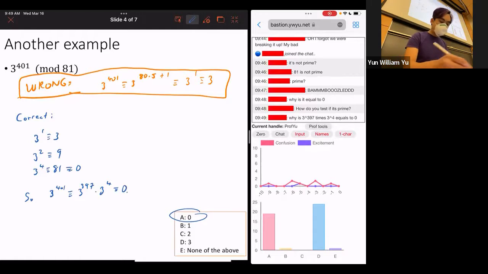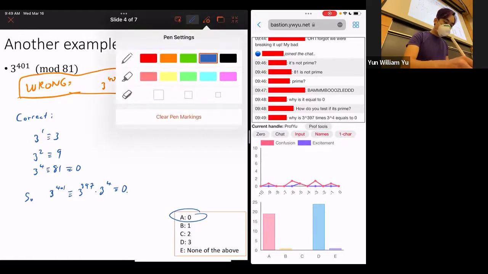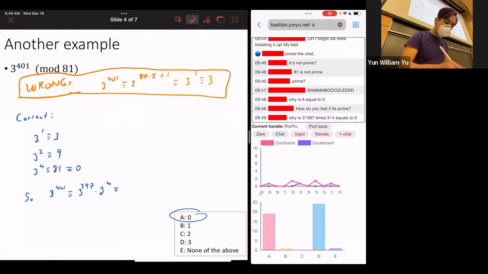Oh, well, why is this equal to 0? Well, this is equal to 3 to the 397, but remember, 3 to the 4 is equal to 0, so times 0, which is congruent to 0.